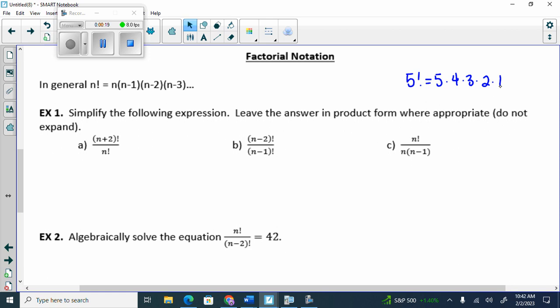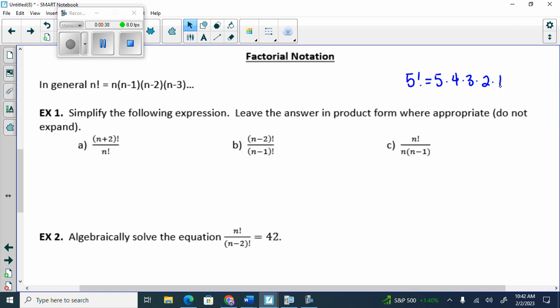But multiplied by 1 doesn't do anything, right? So that is actually the definition of factorial. 5 factorial is working your way down to 1. But you could use the 5 factorial symbol if you had 5 times 4 times 3 times 2 as well, because the 1 doesn't affect it, right? Just noting to self. But the definition would be it actually has a 1 on it.